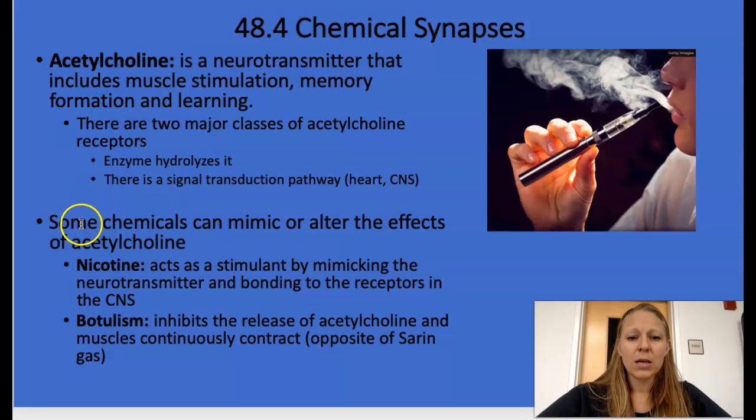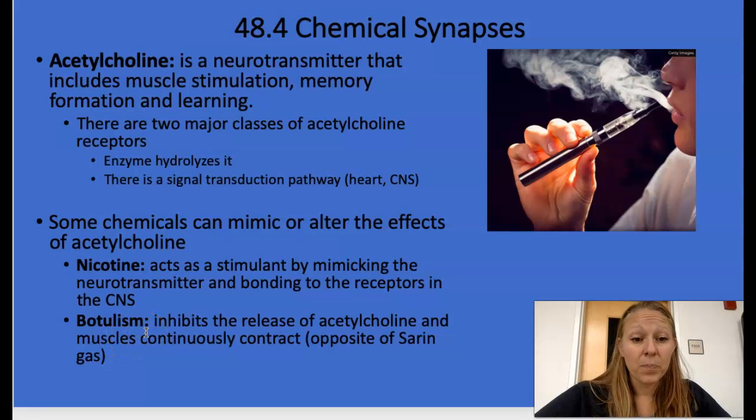So some chemicals can mimic or alter the effects of acetylcholine. And an example of that is nicotine. So it acts as a stimulant. It does exactly what acetylcholine does. It's an excitatory. It's a stimulator, and it's going to mimic the neurotransmitter by bonding to the receptors. So it fits into the receptors. And so the body thinks that it's receiving acetylcholine. And so it's going to produce the same stimulations, the same memory forming.